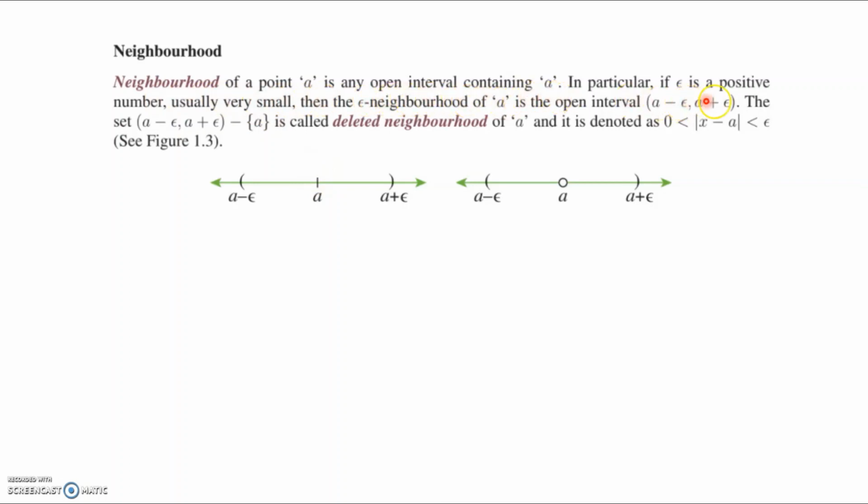In particular, if φ is a positive number, usually very small, then the φ neighborhood of a is an open interval. So that will be the interval (a − φ, a + φ). The set (a − φ, a + φ) minus {a}, which means this interval does not contain a, but a falls in between, it is deleted from this interval, then this is called a deleted neighborhood of a, and is denoted by 0 < |x − a| < φ.